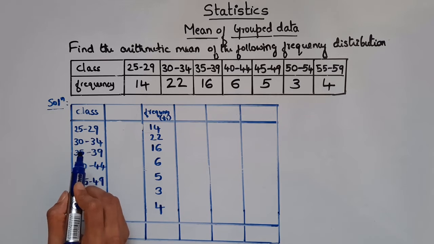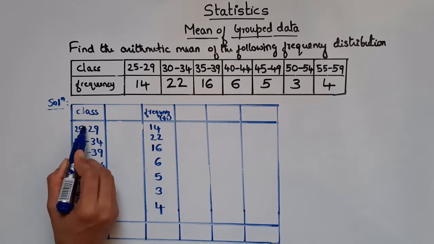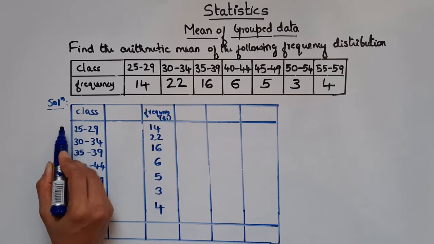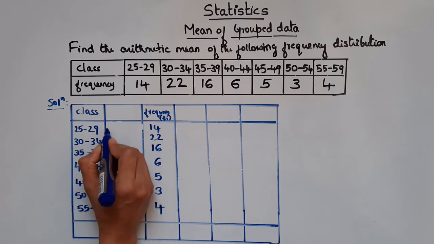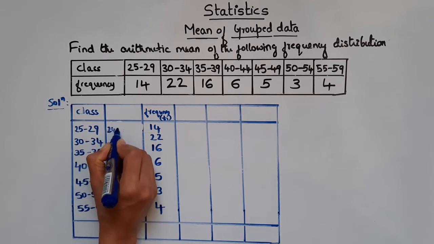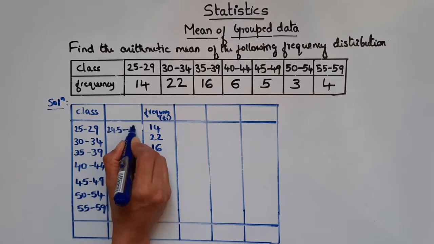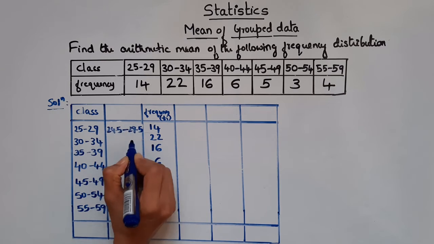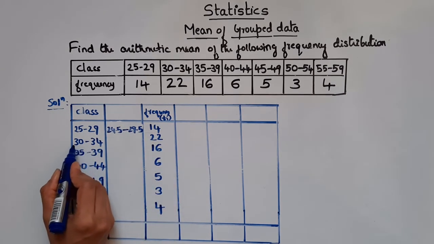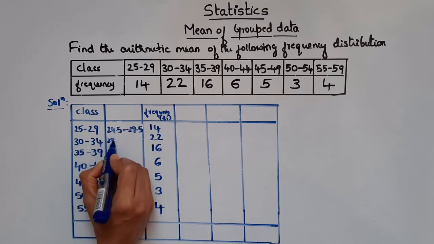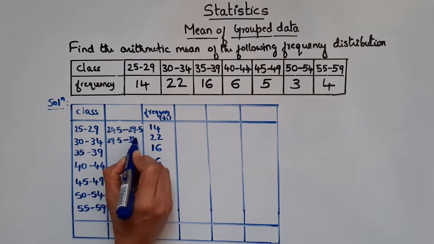So this one you have to divide equally, which means 0.5, 0.5, right? So you have to minus 0.5 from the lower limit and add 0.5 to the upper limit. In this case, what will be the class interval? 24.5, you have minus 0.5, to 29.5, you have adding 0.5. So the class interval will be the same. Similarly here you will minus 0.5, so this will be 29.5, to here you will add 0.5, that will be 34.5.